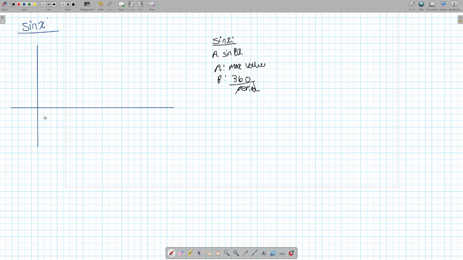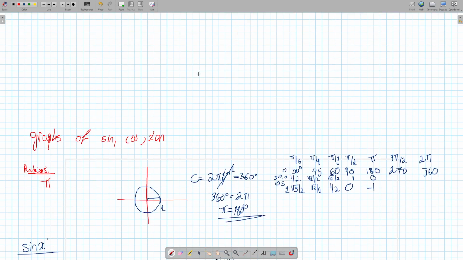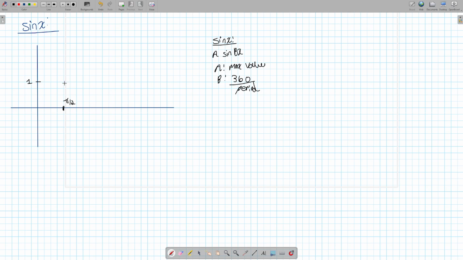Sine x, I'm going to graph the normal sine x graph, okay? We know that sine x has a maximum value of 1. Let's take 1 to be over here. When does it reach this 1? It reaches it at pi over 2, right? Remember, sine 90 is 1, but I'm not going to use degrees anymore. I'm going to use radians. It goes down 4 squares, so 2, 4. It goes down to 0 at 180, and what's 180? It's pi. It goes down to 0. And then it goes down to -1 at 270, which is 3 pi over 2.